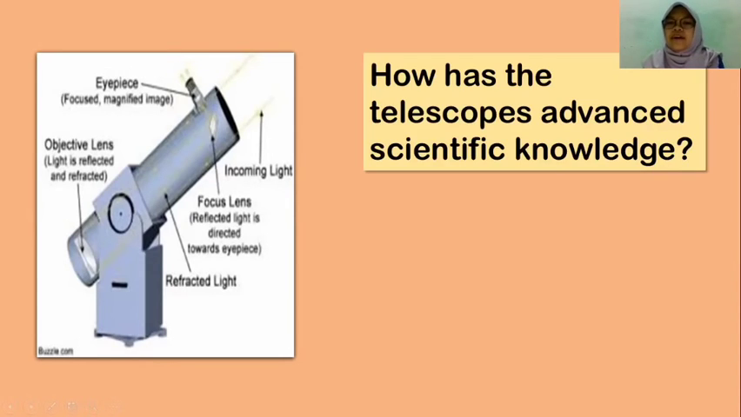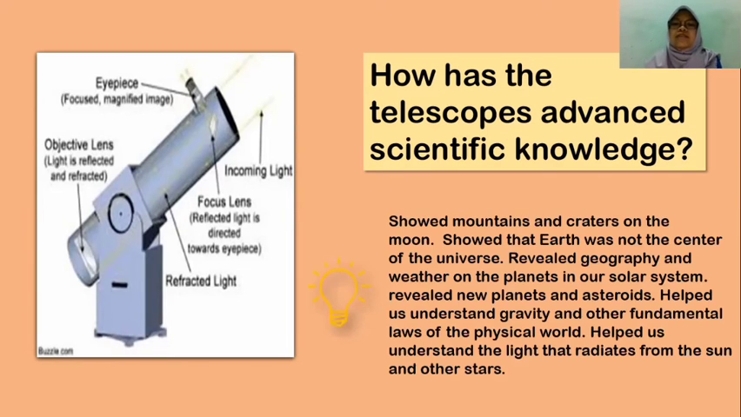So how have telescopes advanced scientific knowledge? Yeah, so this is the answer to the question. It can show mountains and craters on the moon. It can also show that Earth was not the center of the universe. It can reveal geography and weather on the planets in our solar system. It can reveal new planets and asteroids. It can help us understand gravity and other fundamental laws of the physical world, and help us understand the light that radiates from the sun and the other stars.